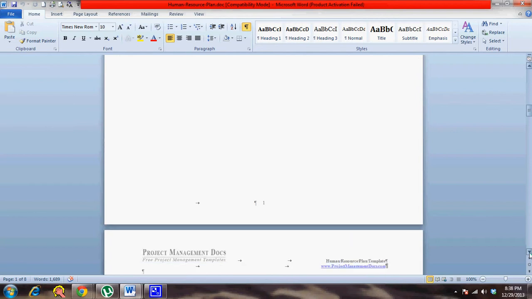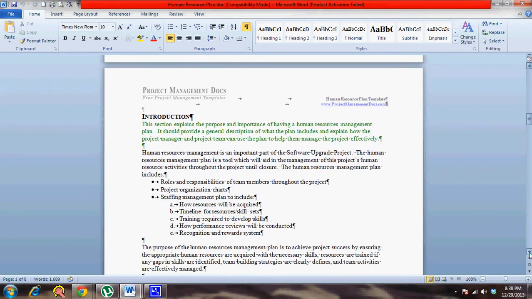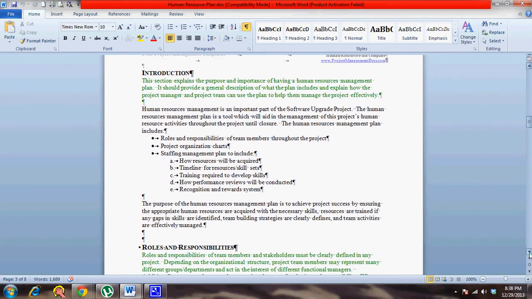So as you go down, you can see an introduction about what will be covered in the human resource plan, roles and responsibilities of team members throughout the project organization structures.